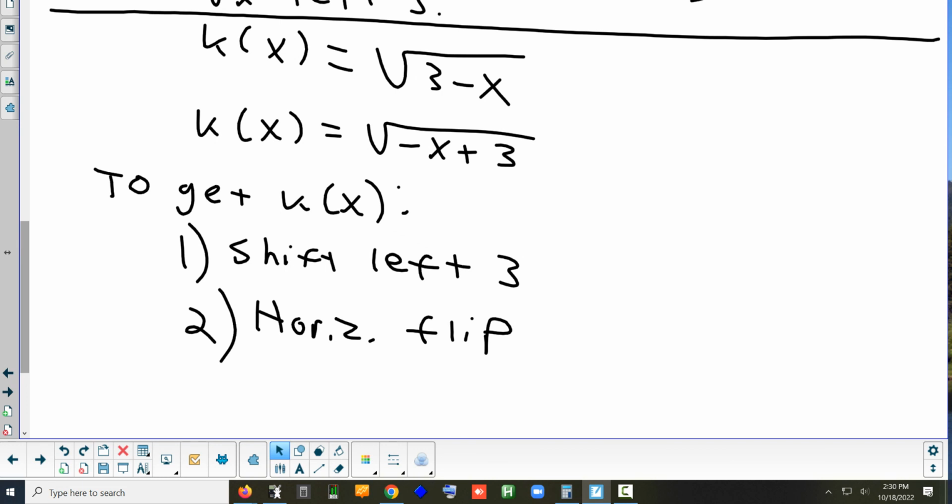Okay, any questions on that idea? Now what if it had a +5 on the end? What would you say the +5 does? That would be the third thing we would have to write. Yep, shift up 5. Good.